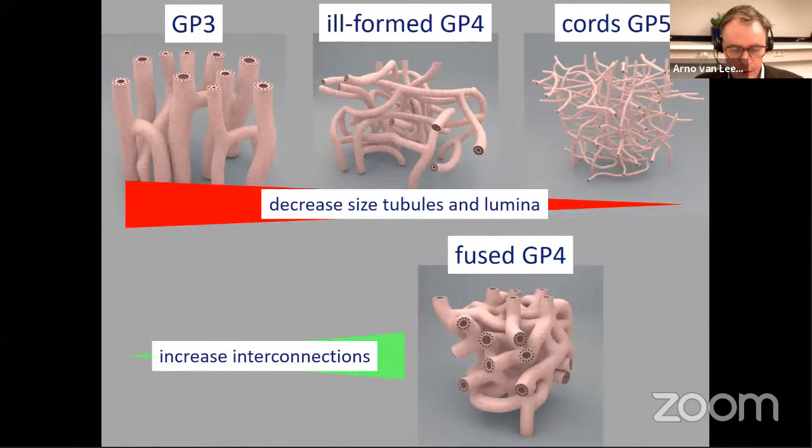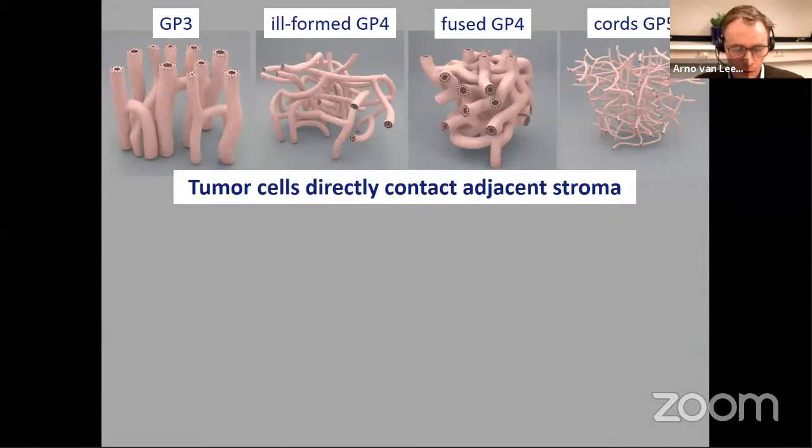It also represents a tubular network as Gleason pattern 3, but the tubules branch and interconnect at such close proximity that they appear to be fused on two-dimensional cross-sections. What all these growth patterns have in common is that all tumor cells are still in direct contact with surrounding stroma.